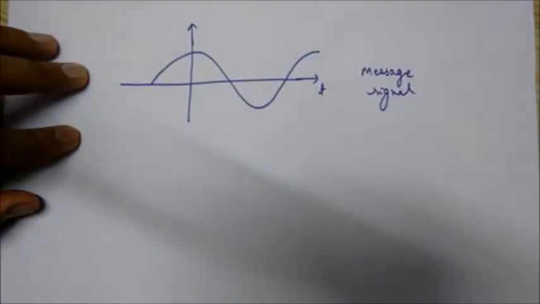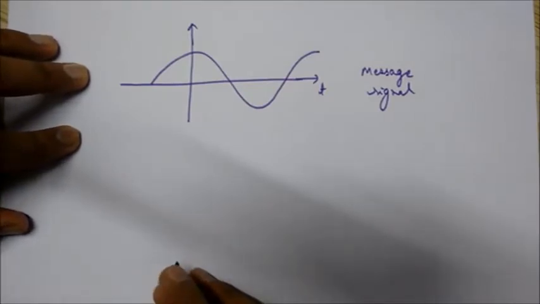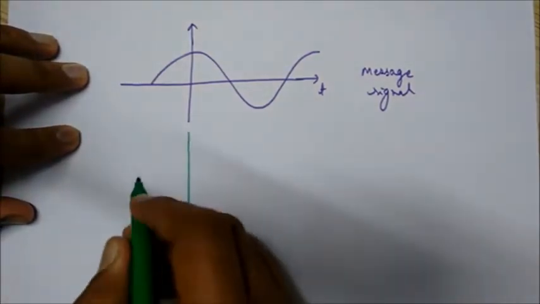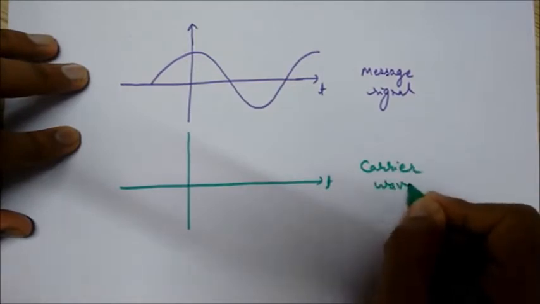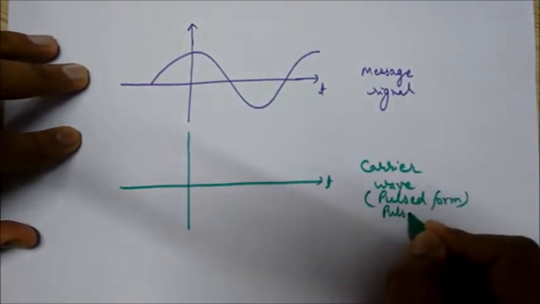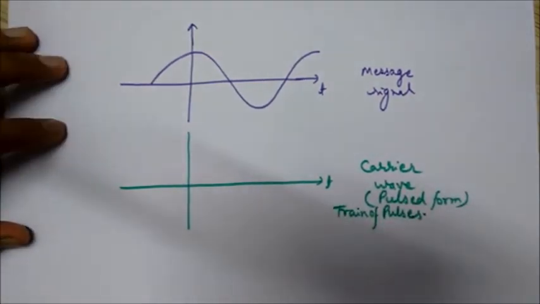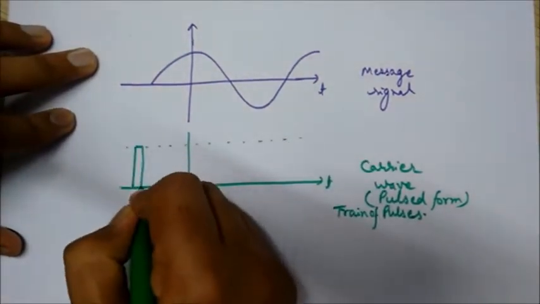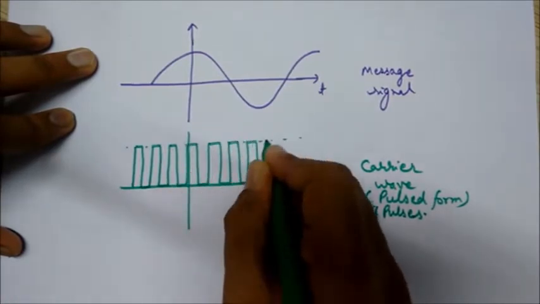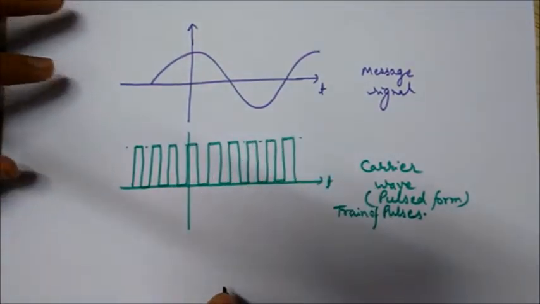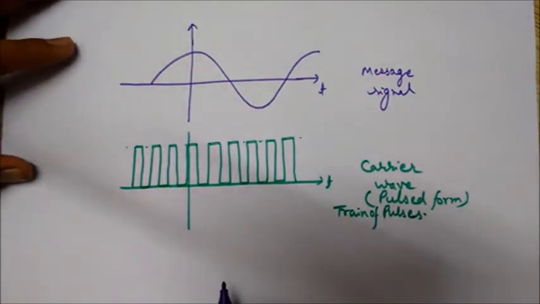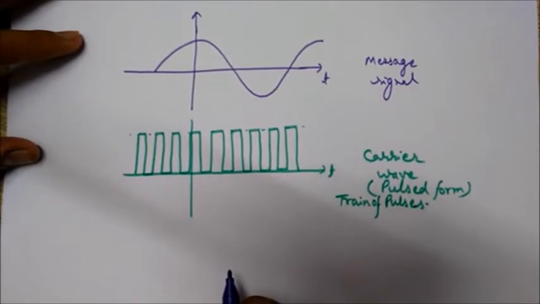Now I am drawing the carrier wave, a high frequency pulsed carrier wave. It is in the form of a train of pulses, also having constant amplitude. Let's draw the pulse amplitude modulated wave, PAM.